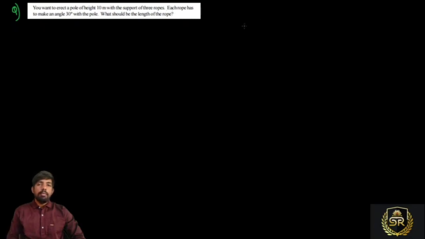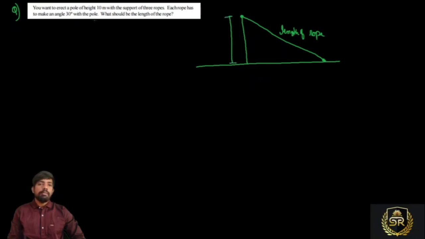Here, what is the height of the pole? Let us say this is a pole, and this is the ground. And here we need to tie the rope. This is the rope, so this is the length of the rope, and this is the pole. This pole height is 10 meters. Let us say this is A, this is B, this is C.